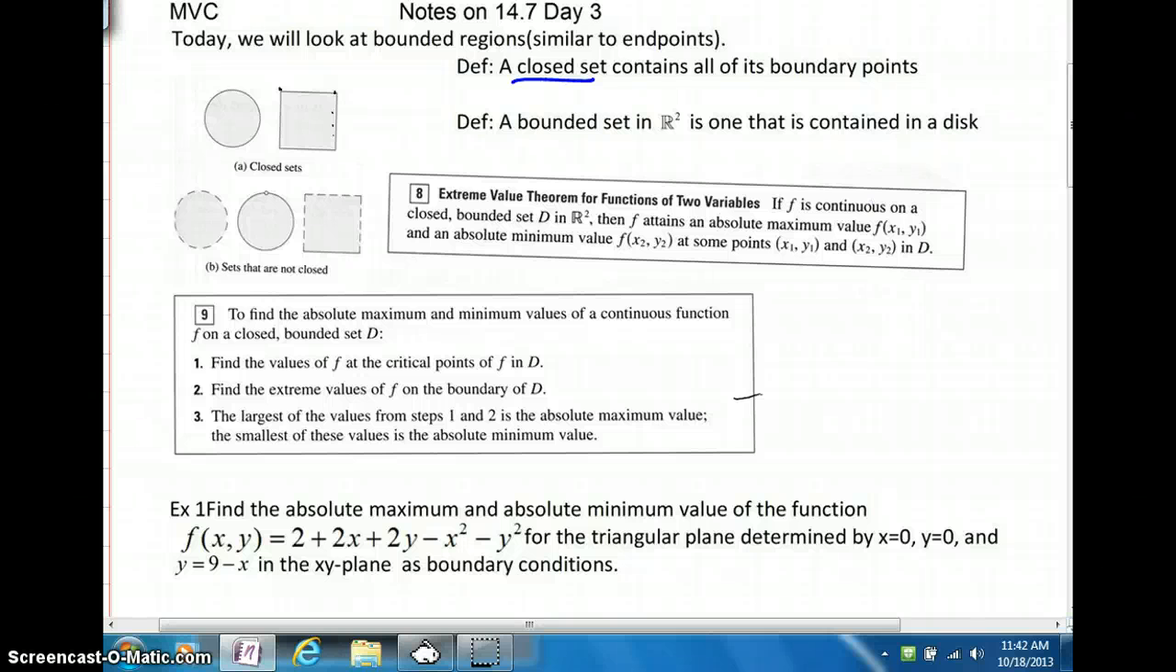Well, look at this box right here. Very, very similar to the extreme value theorem that we had from last year. First, we're going to find the values of f at the critical points of f in our domain, or in our bounded set. Wonderfully, we don't have to use the second derivatives tests to work this out. We're just going to find those critical points. We're going to find out what the function value is. Then we're going to take the longer part of this problem. We're going to find the extreme values of f on the boundary of this set. And then the largest of these from steps 1 and 2 is the absolute max value. The smallest is the absolute min.